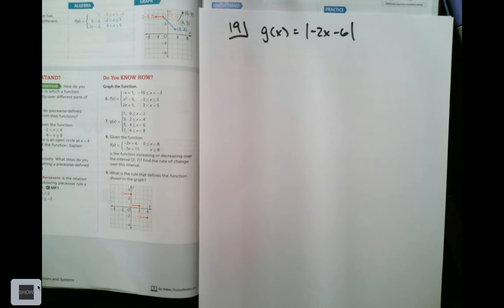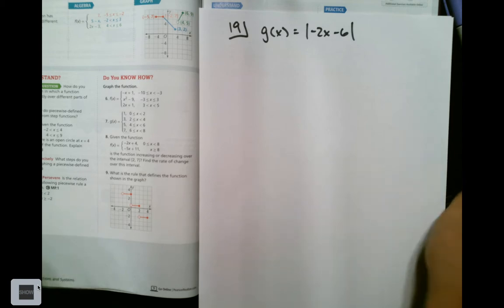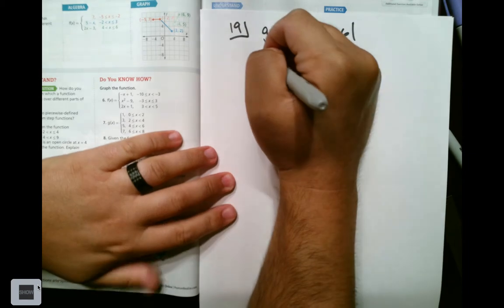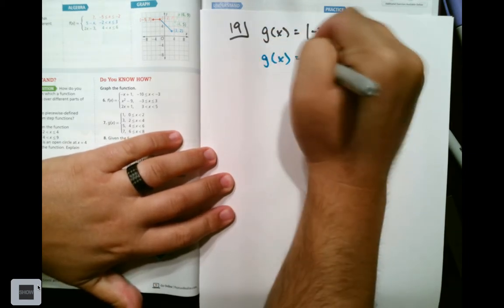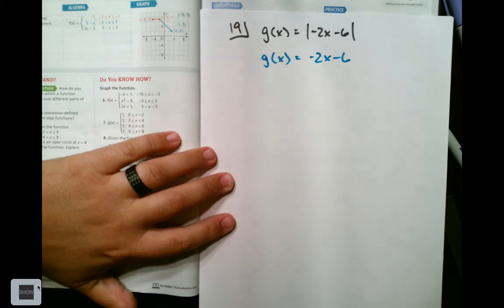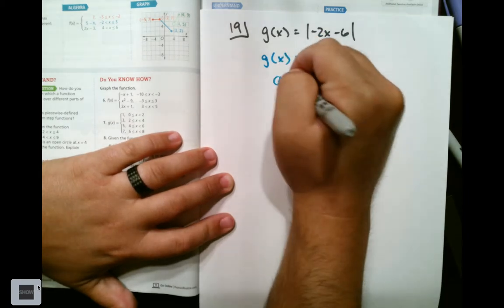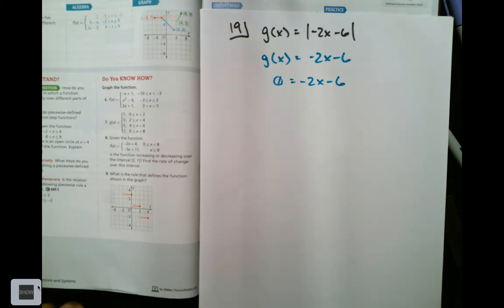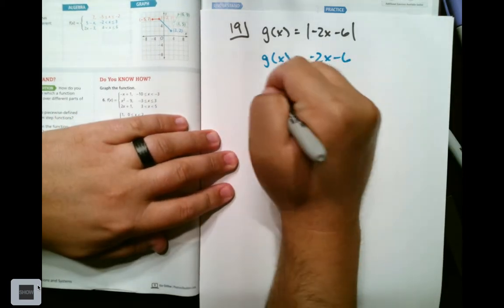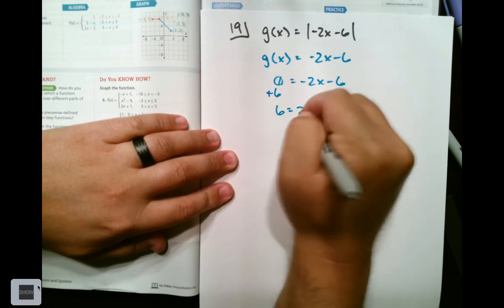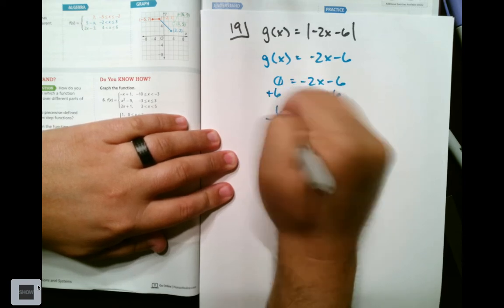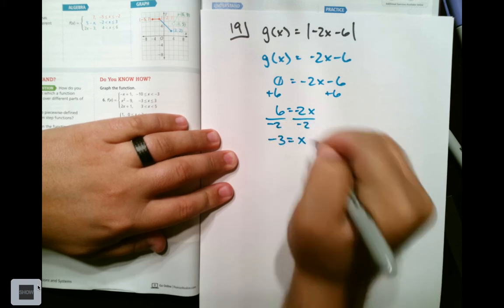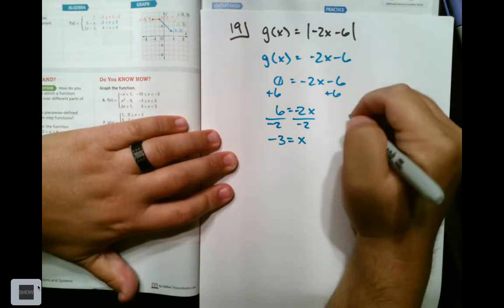So what we need to do is solve this. And I want to start using some color because it's kind of fun. Figure out what that is. Instead of g of x, I could just plug in 0. If you don't remember, that's essentially solving for x-intercepts. Your equation's always equal to 0. So if I solve this, I'll add 6 to both sides. Divide both sides by negative 2. And I get x equals negative 3.